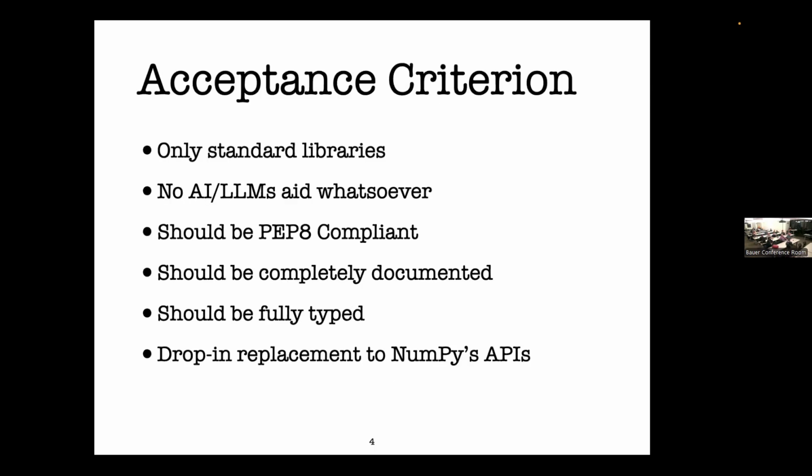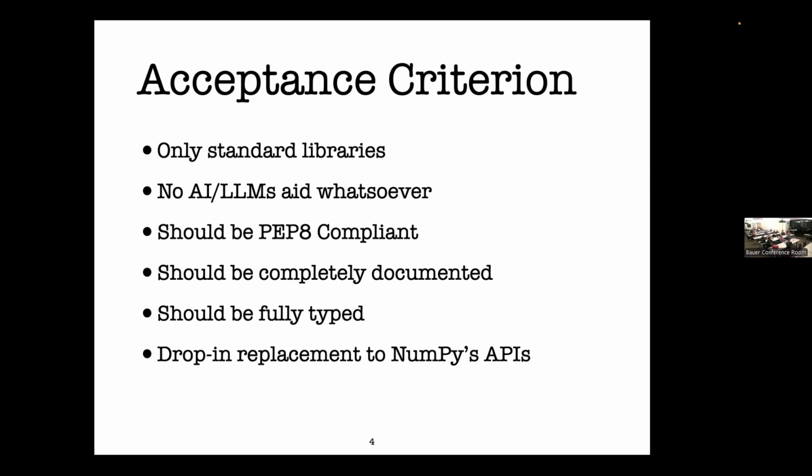So a couple of acceptance criteria for myself were: I'll just use standard libraries. I just want to be in Python because I know Python pretty well, so I'll stick with it. I don't want to use anything else here. No AI, no ChatGPT whatsoever. If I can't implement something, I'll just leave it be. I don't want to go fancy and implement the whole NumPy stack. It should be PEP 8 compliant; I am a sucker for PEP 8.